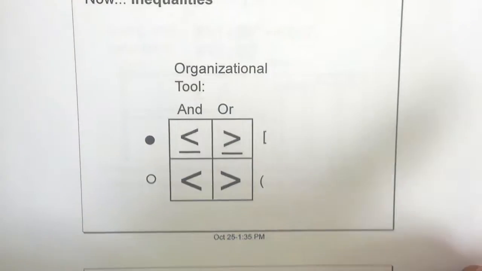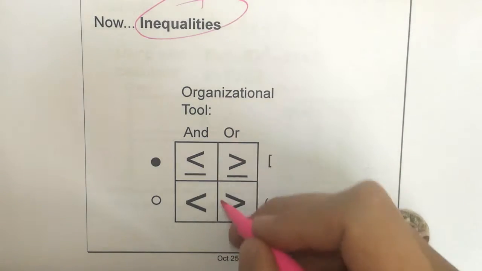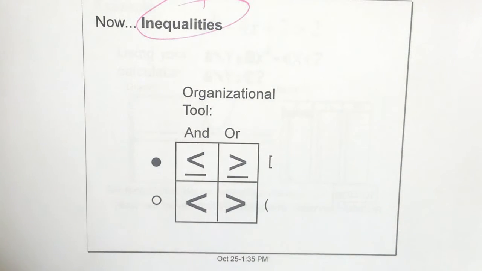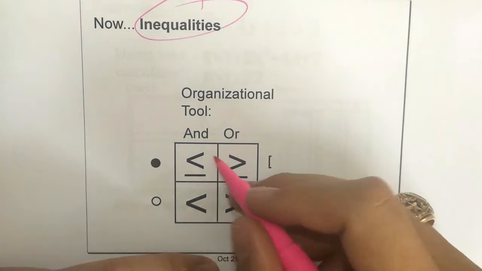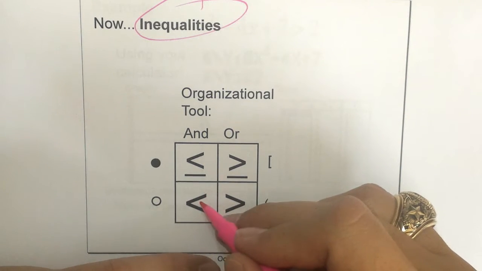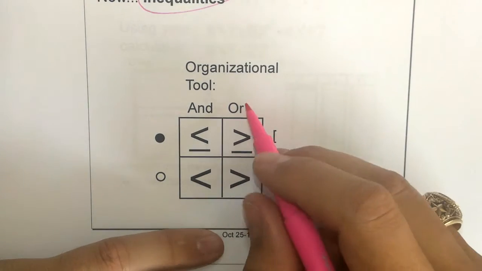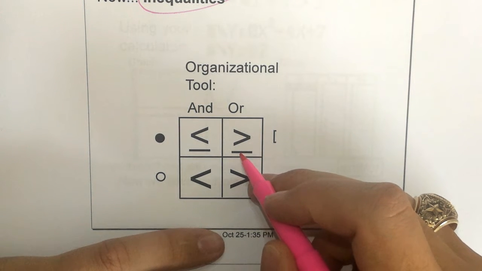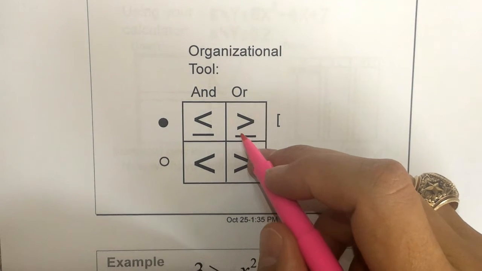Okay, now we're going to go into inequalities. Inequalities are where we have inequality symbols instead of the equal signs. So we have inequality symbols here. These are my 4 inequality signs. We have this organizational tool to help identify how these solutions are going to look.